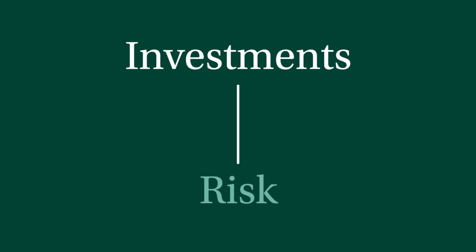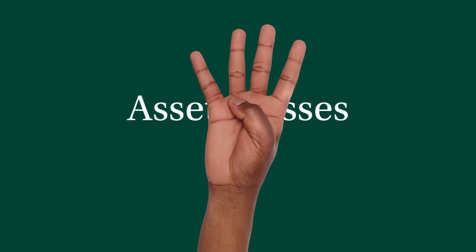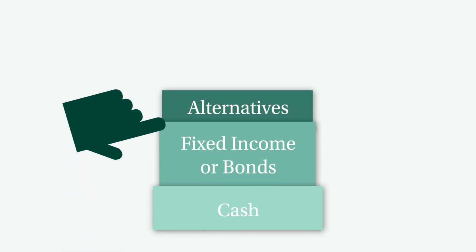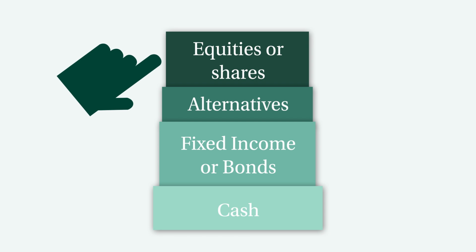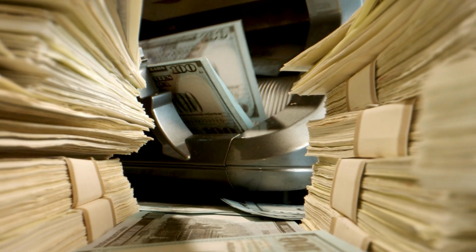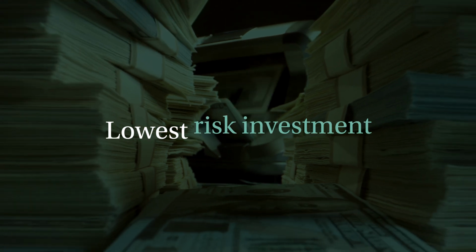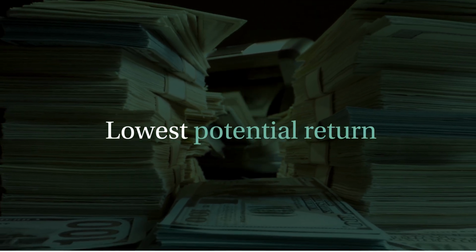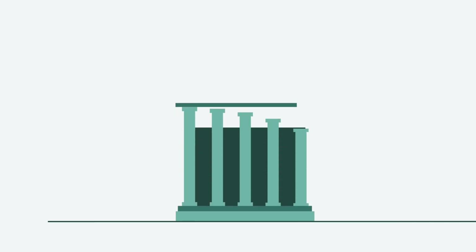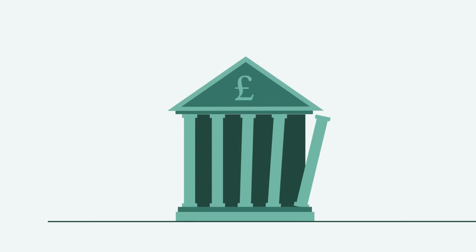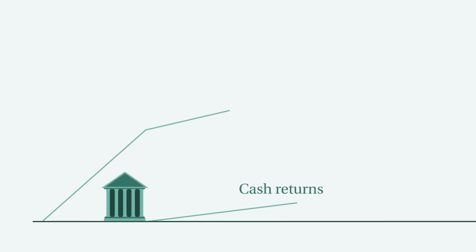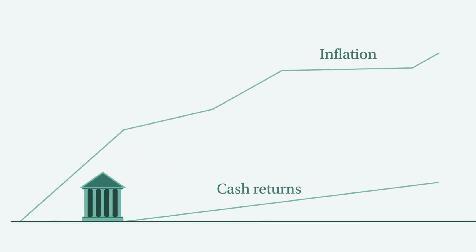Risk is linked to most types of investments. These are called asset classes. There are four main asset classes: cash, fixed income or bonds, alternatives, and equities or shares. Cash or money on deposit at a bank is considered the lowest risk investment. It also has the lowest potential return. Cash, however, isn't entirely risk-free because it could be subject to the bank going bust. And with such low returns, cash has little chance of keeping pace with inflation.